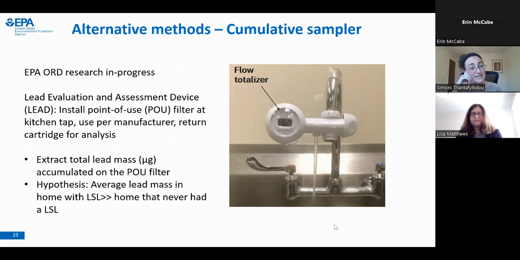And the idea is that all of the lead captured within the filter, if extracted back, can give us an idea whether that home had a lead service line or not, because the hypothesis is that if the average lead mass in a home is fairly high, that's indicative of a lead service line, relative to a home that never had a lead service line and should have a much, much lower lead mass trapped in that filter.